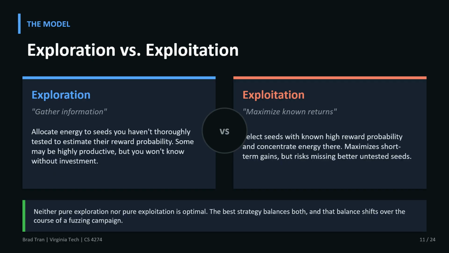The risk is that you might miss even better seeds that you never even explored. Neither pure exploration nor pure exploitation is optimal. If you only explore, you waste energy on low-value seeds when you already know where the productive ones are. But if you only exploit, you might get stuck on seeds whose reward probability has attenuated while overlooking fresh seeds with higher potential. The optimal strategy is balancing both, and that balance shifts over the course of the fuzzing campaign.